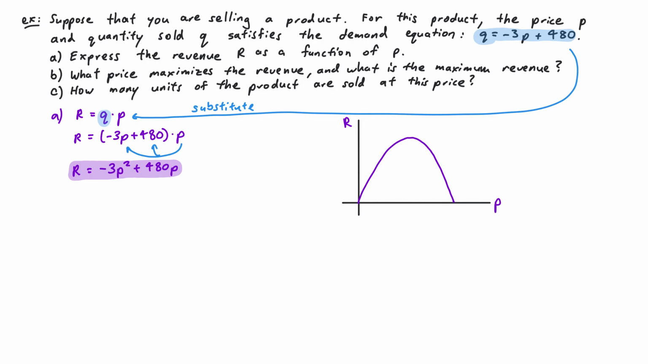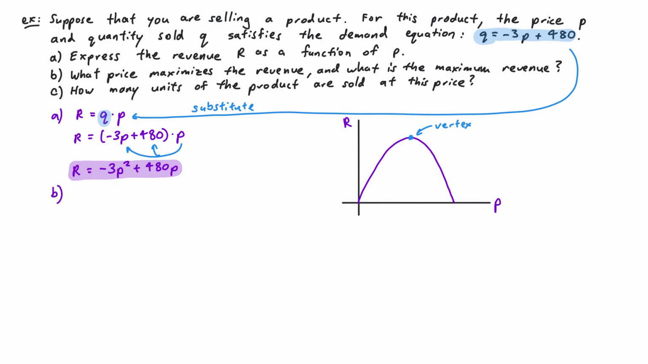In part B of our example, we want to determine the price that maximizes the revenue and figure out what the maximum revenue is. To determine these things, we need to find the vertex of this parabola. Since this is the highest point in our graph, it is the point that has the highest revenue. Now, if we want to determine the vertex from our equation, we need to write it in standard form.